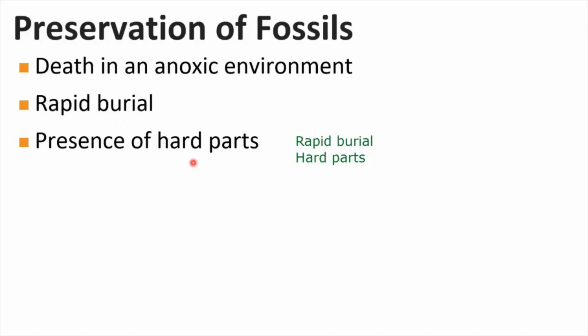Also, the presence of hard parts. So soft body material tends not to be preserved in the fossil record, but hard parts tend to be preserved more frequently. Also, death in an anoxic environment. Anoxic means without oxygen. That low oxygen or no oxygen environment tends to slow down decay. And so this can help preserve that fossil.